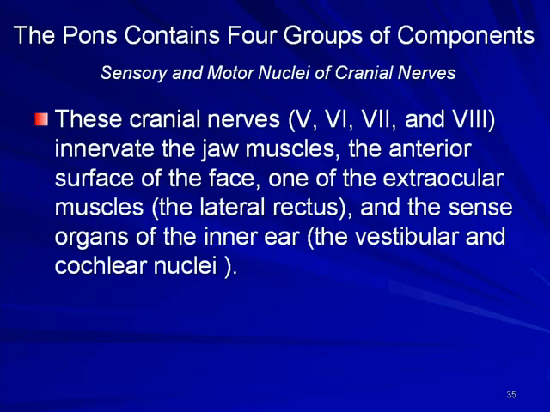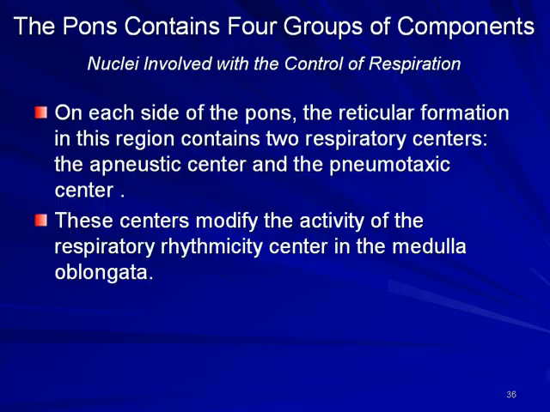Cranial nerves 5, 6, 7, and 8 innervate the jaw muscles and the anterior surface of the face. One is an extraocular muscle, the lateral rectus muscle, and then the sense organs of the inner ear, the vestibular and the cochlear nuclei. Sensory and motor nuclei of cranial nerves are involved in the pons. The pons also contains 4 groups of components.